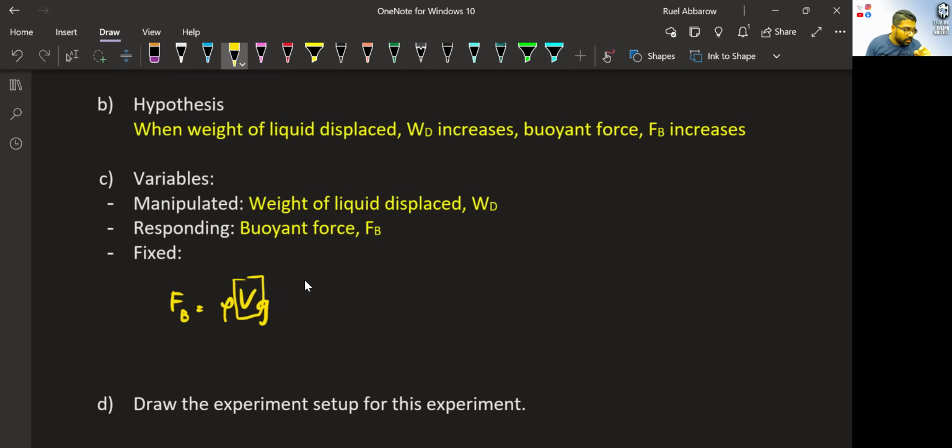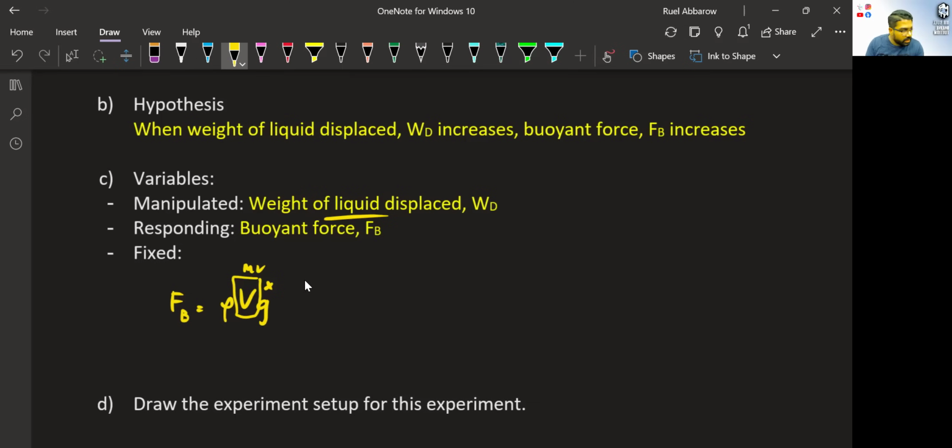Okay. So G is a constant. We are not going to change G, right? As long as we are doing it in the same location, G is constant. Volume is being manipulated here. This is the MV, in fact, because this will represent the weight of liquid displaced. So the greater the volume of liquid displaced, the greater the weight of liquid displaced, right? Okay, so yeah, this is related, and this is our MV.